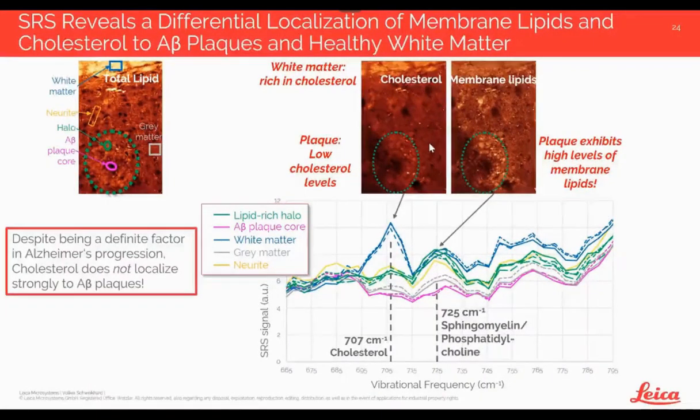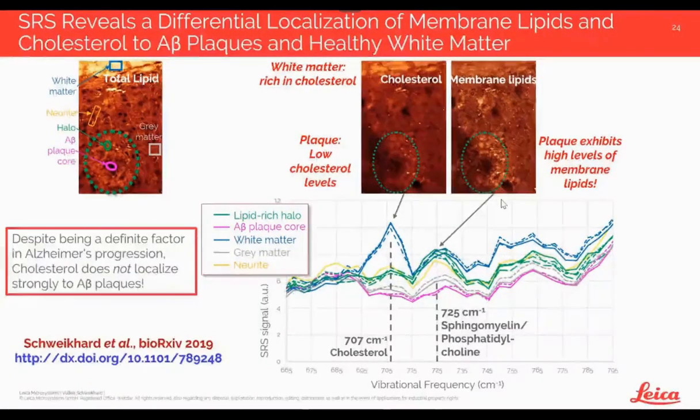And so our finding, somewhat surprisingly, was that despite cholesterol being a defining factor in Alzheimer's progression, this cholesterol does not appear to localize to those pathological structures. And so this will now open up a whole new avenue of research on the origin and function of those different types of lipids in Alzheimer's progression.